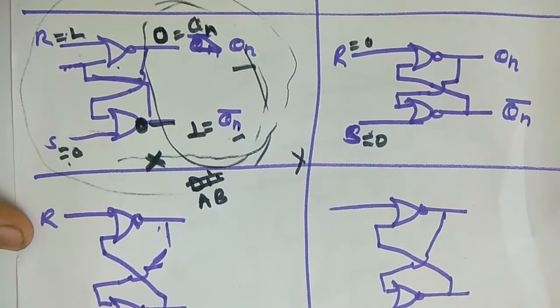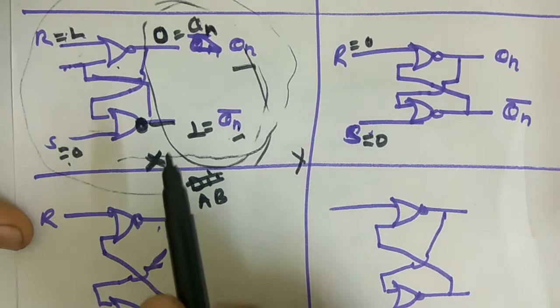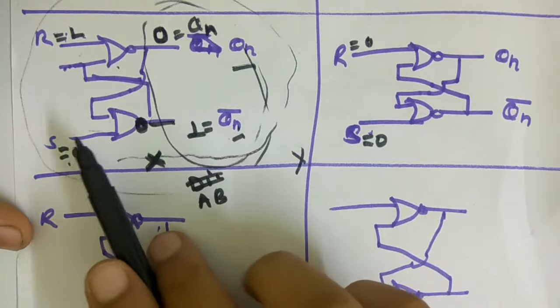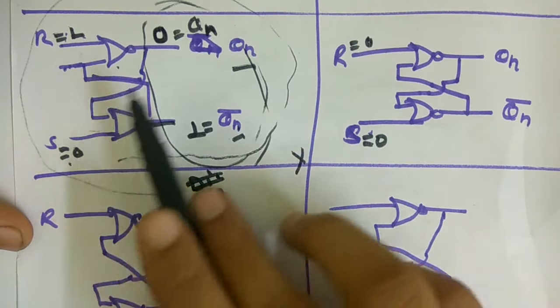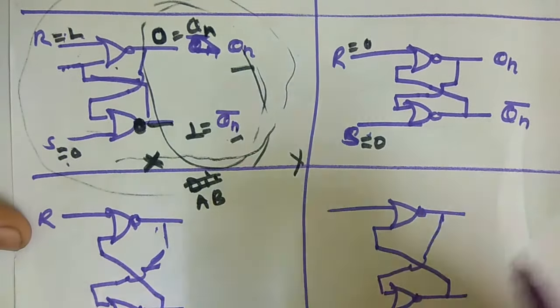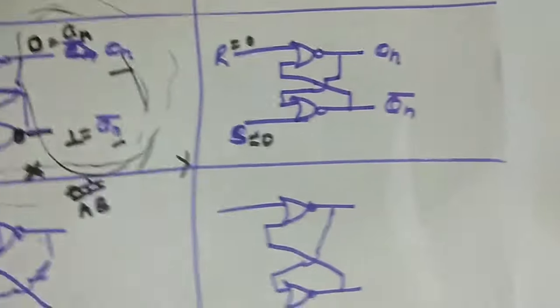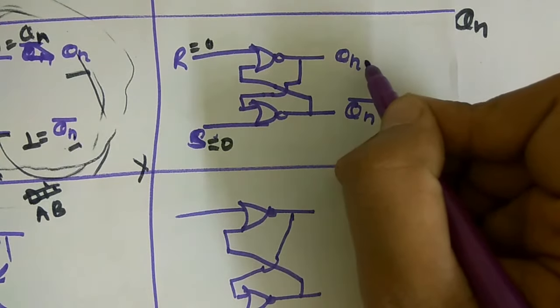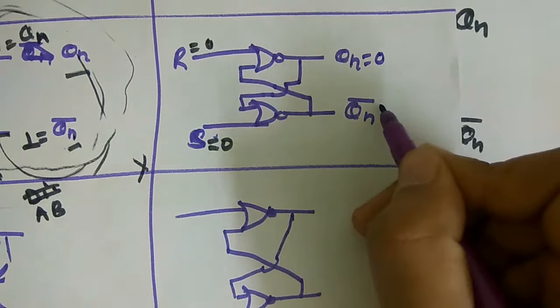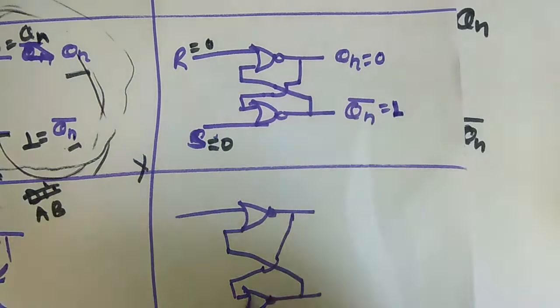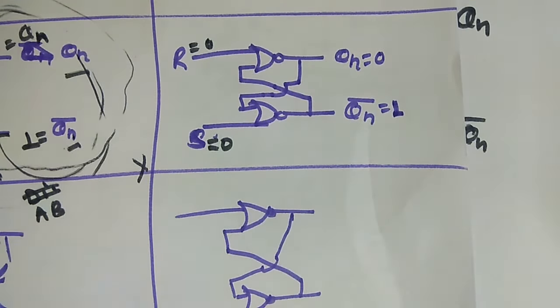What is the meaning of 0 0? It means we are not giving anything. So suppose previously we had considered this condition, and the output was, I am using a different marker, the output was 0 and 1, as we have seen here, 0 1.